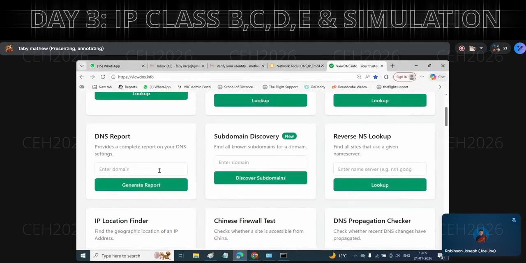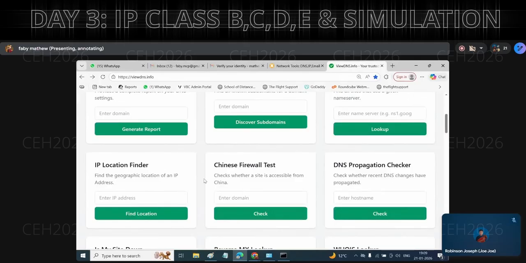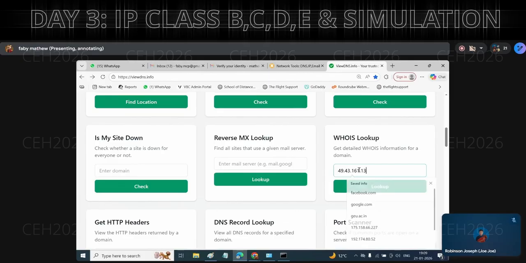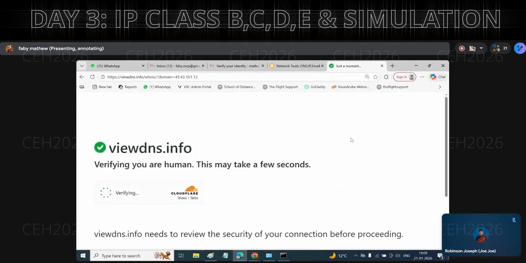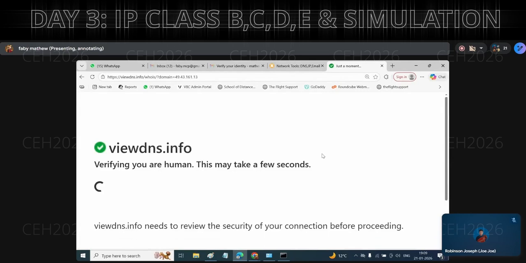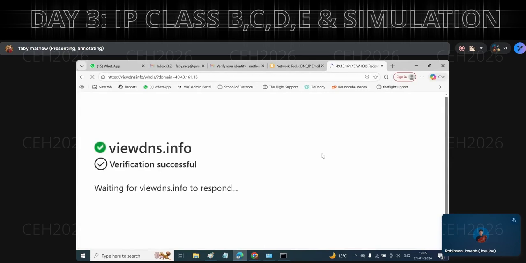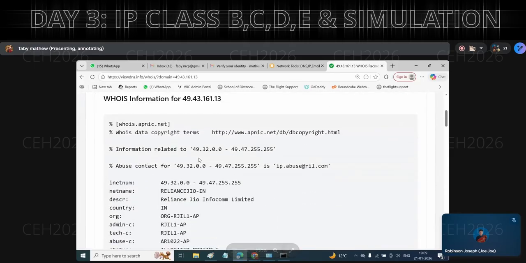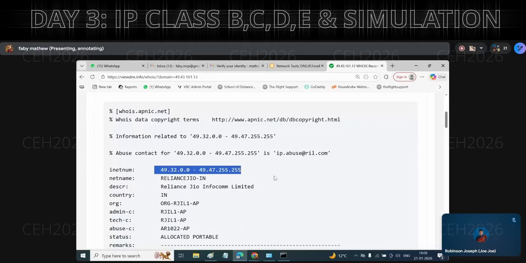Subdomain, DNS report, enter domain, IP locator finder, WHOIS lookup. If I provide the IP address, see, Reliance Jio is the service provider. It is showing which particular range of IP addresses is being used by Reliance Jio in my area.